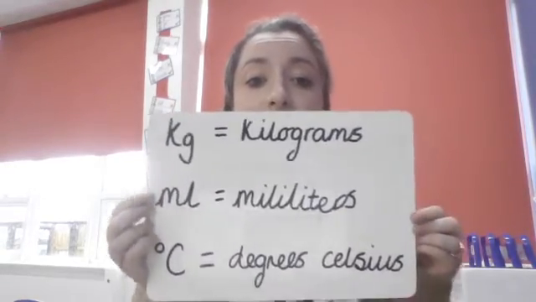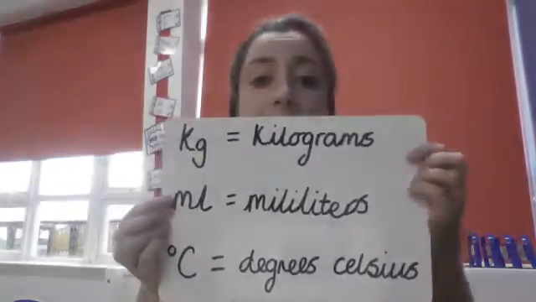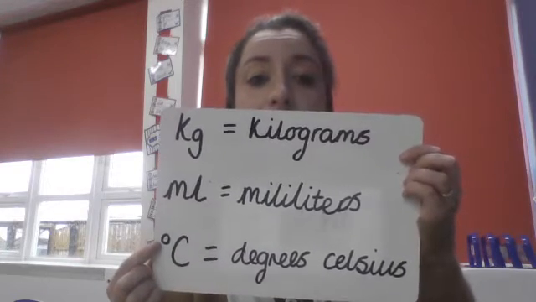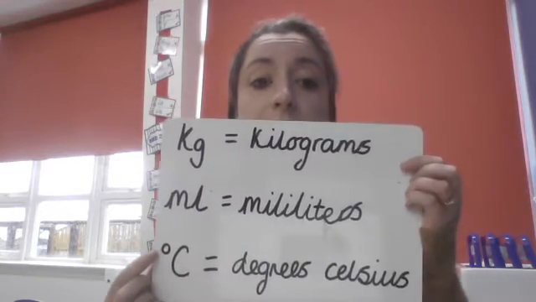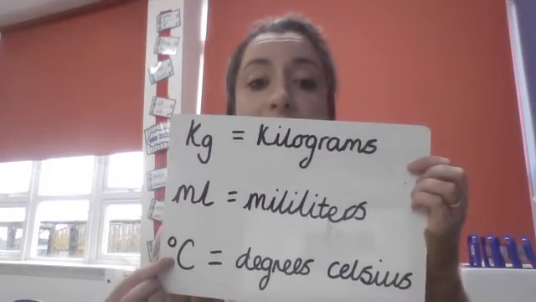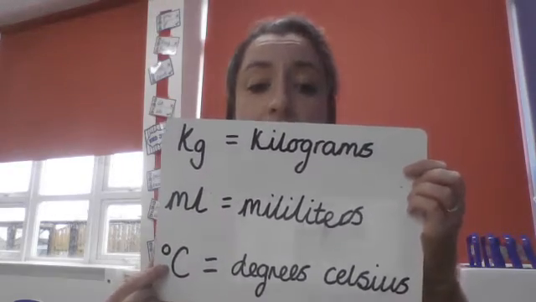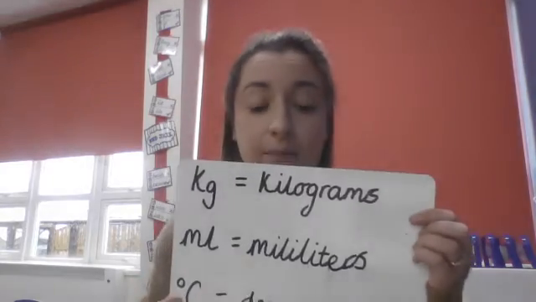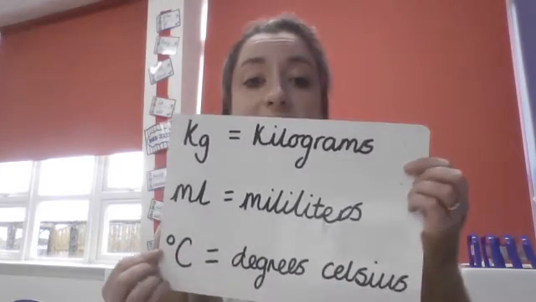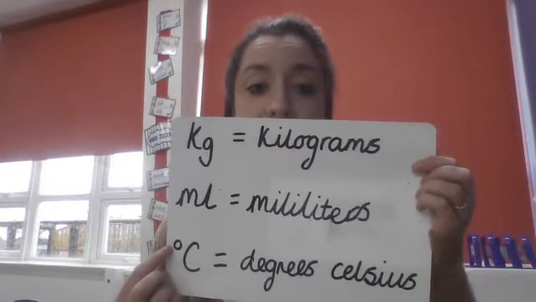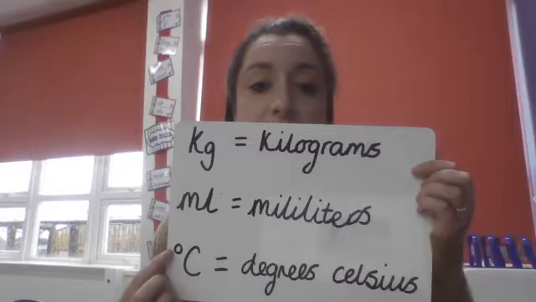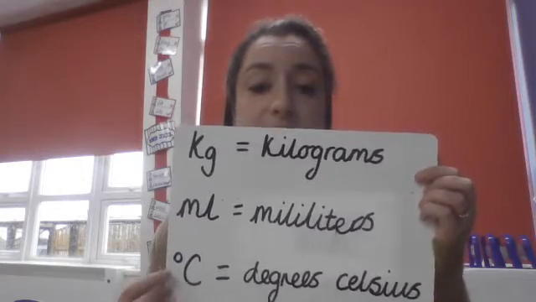Finally, we've got this symbol. It looks like a little zero, but it's not a little zero, it's not a digit. You've got this circle and then a capital C, and that represents degrees Celsius. The C represents Celsius and the circle represents degrees. So you've got degrees Celsius.